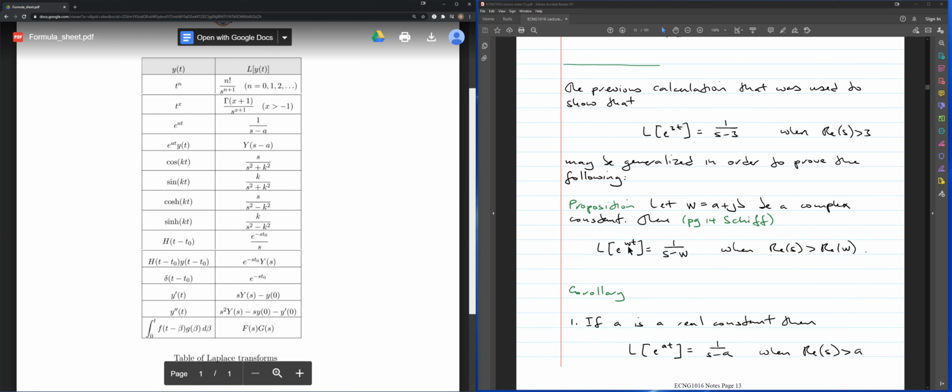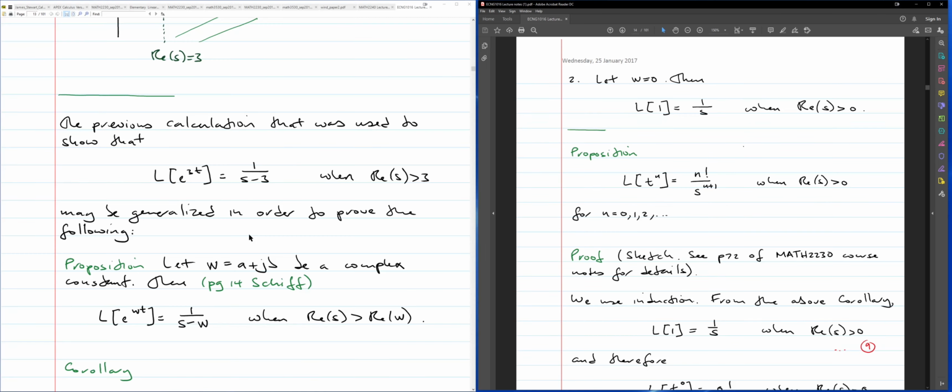If I have Laplace of e to the wt, where w is a complex number, then Laplace of e to the wt is 1 on s minus w. And you have convergence when the real part of s is bigger than the real part of w, in other words, when the real part of s is bigger than the a over here. So one consequence of this result is that it holds for any complex constant.